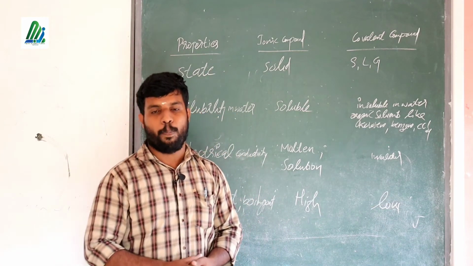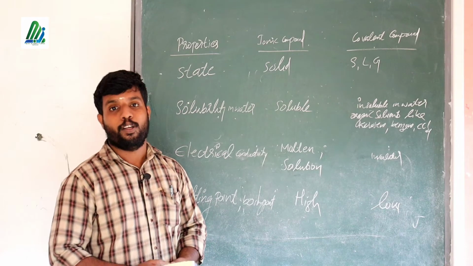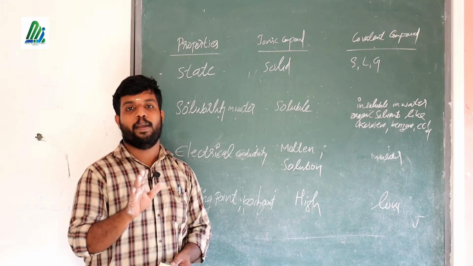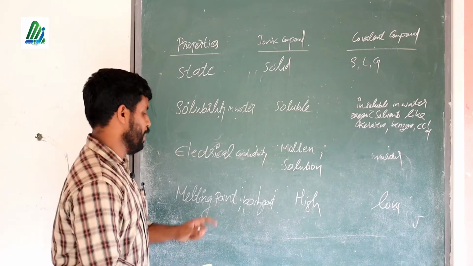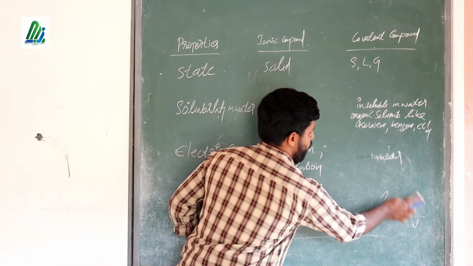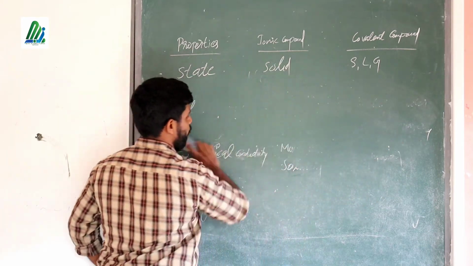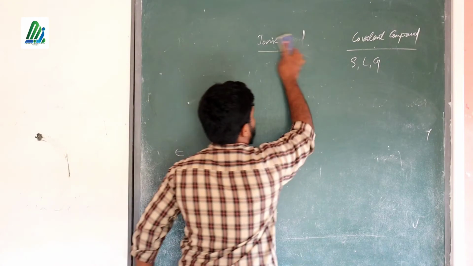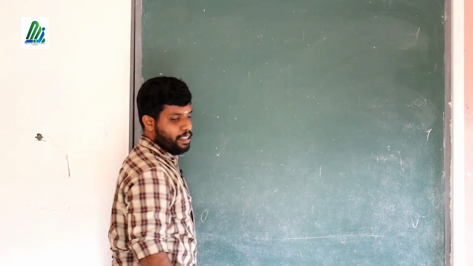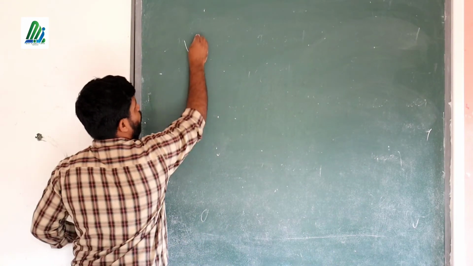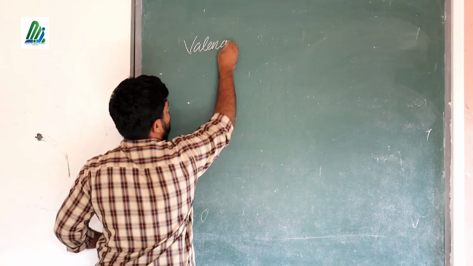This is an important topic. You want to write the table into your notebook and study well. It's a very important area of this chapter. Then the next topic we are going to discuss is related with valency. Now the next topic is valency.